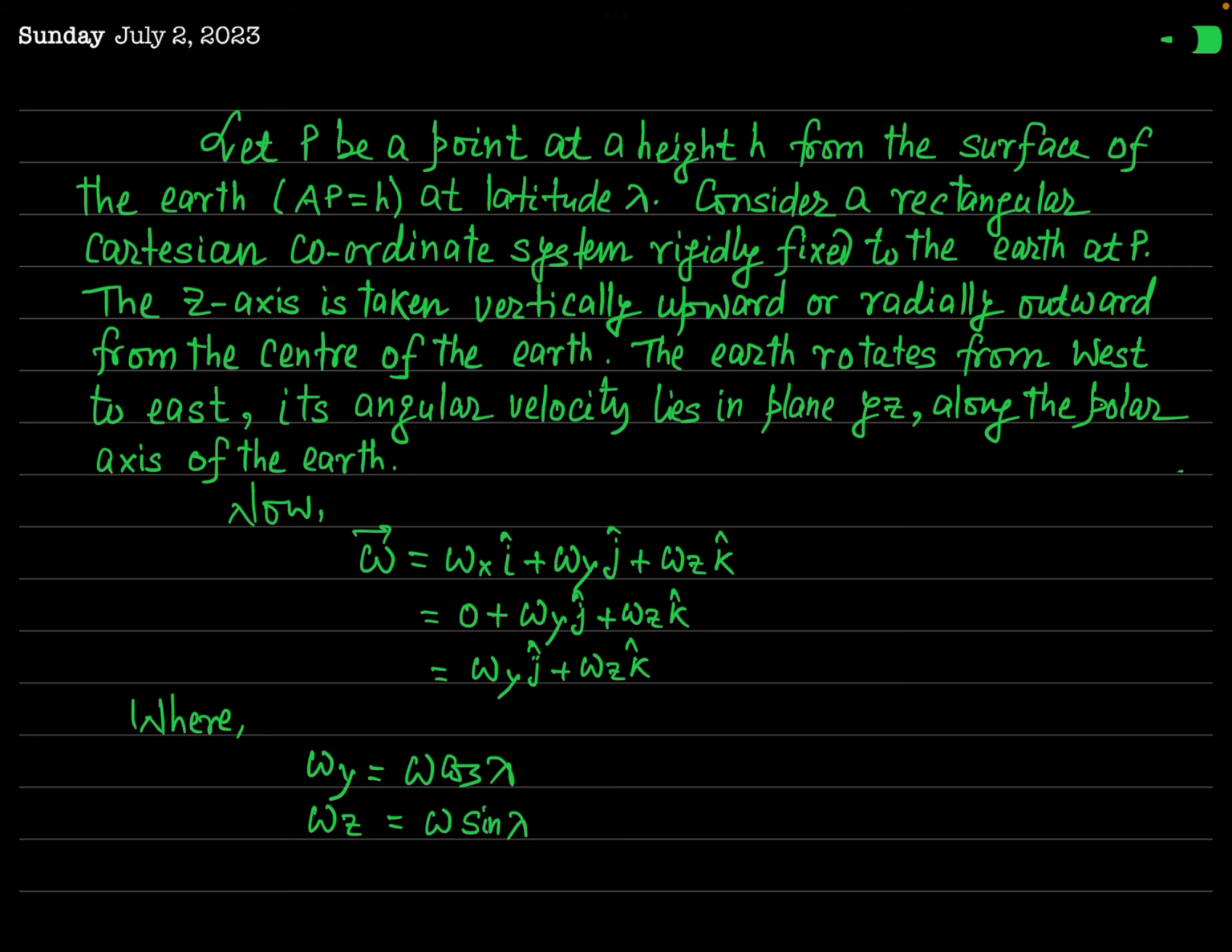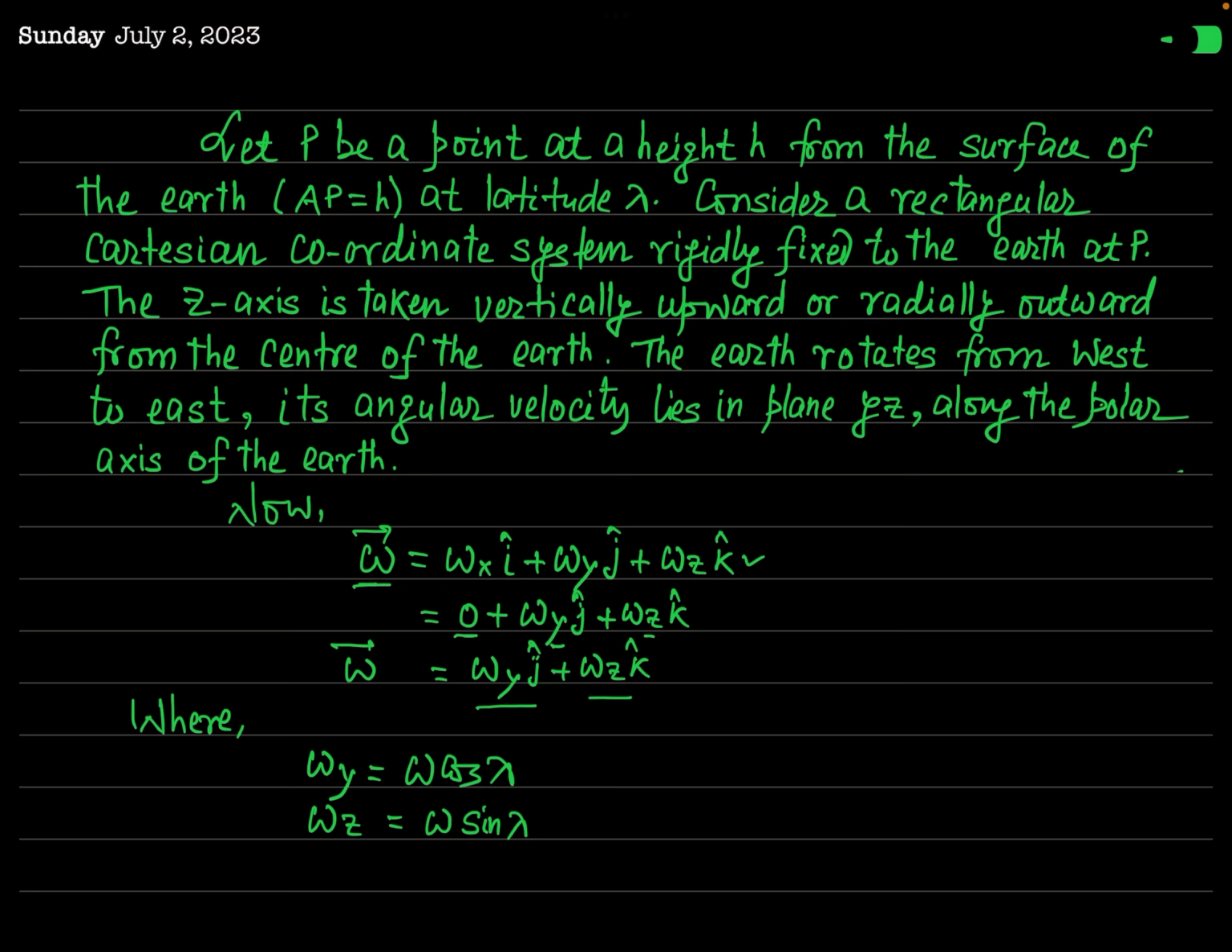See, this omega vector in general can be written as omega x i plus omega y j plus omega z k. This is a general rule for writing the vector in terms of its x, y and z components. But you have learnt that the x component of omega is 0, so I have written 0 here. But omega y and omega z will not be 0, because this vector omega lies in the yz plane. So omega is simply omega y j plus omega z k.